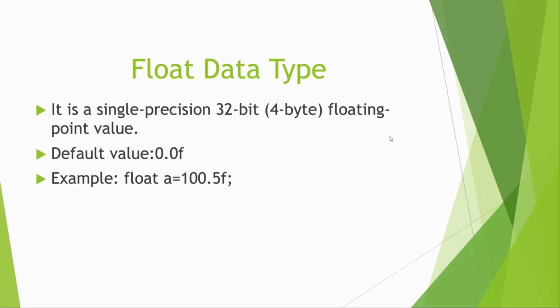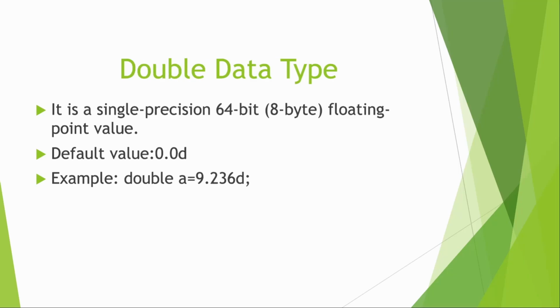Next, coming to the float data type. Float data type is a single precision 32-bit, 4-byte floating point value, like a decimal value if you want to store. So you can store it as a float data type. The default value is 0.0f, and as we saw, long ends with an L. This ends with an F, capital F or a small f. Like you can see here, float a equal to 100.5f. Now coming to the double data type, when we were studying byte and short, we saw they are used for saving large space in arrays.